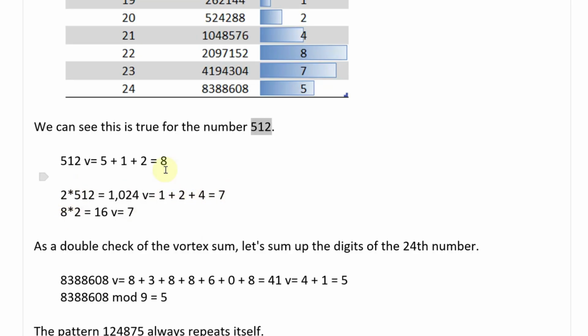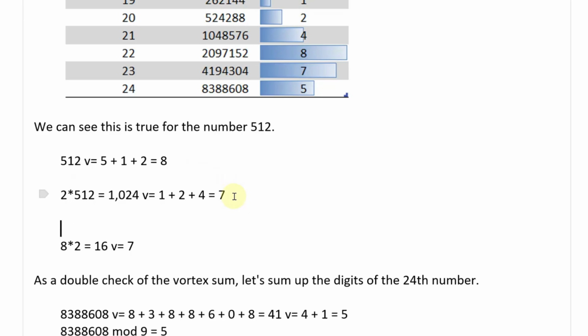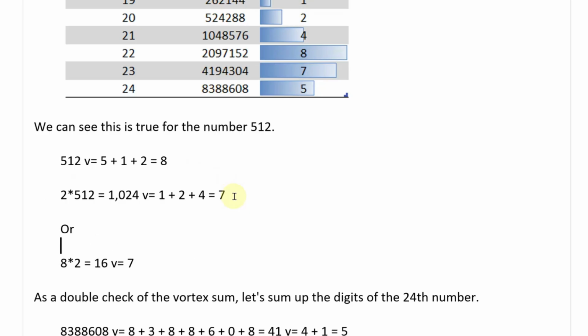Or you could have just gone multiply this by 8. I mean, multiply by that too. Or 8 times 2 equals 16. V equals 1 plus 6 equals 7. So yes, we could have just multiplied the vortex sum as opposed to multiplying the full number.